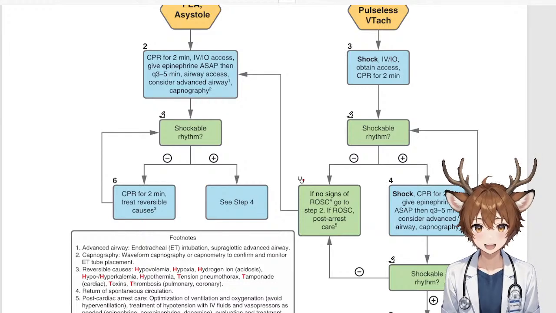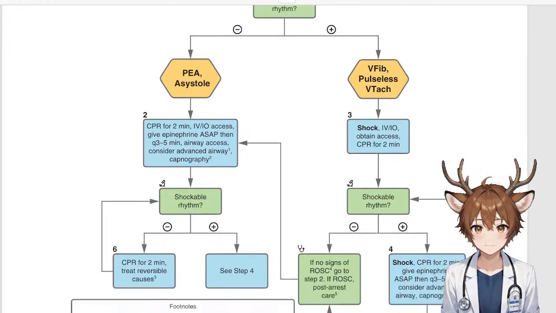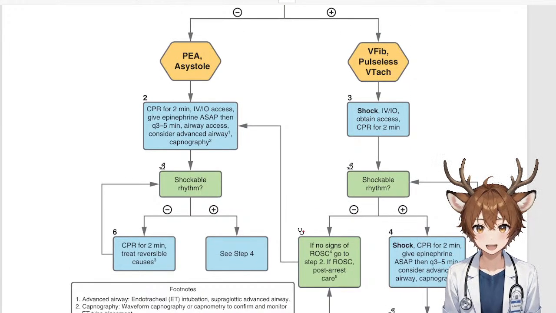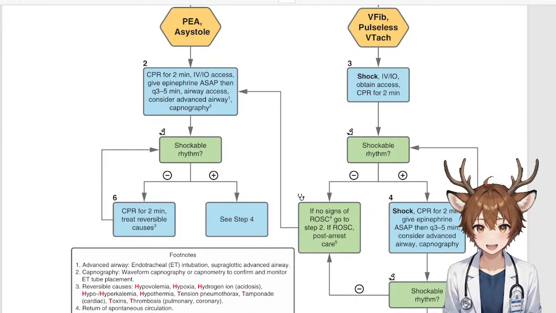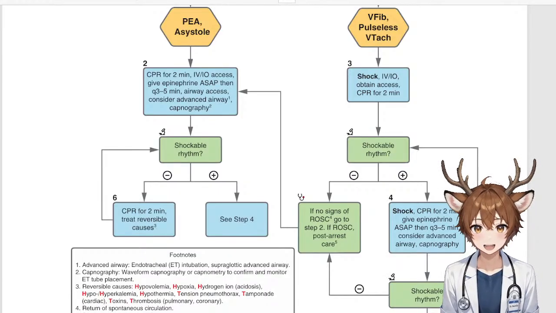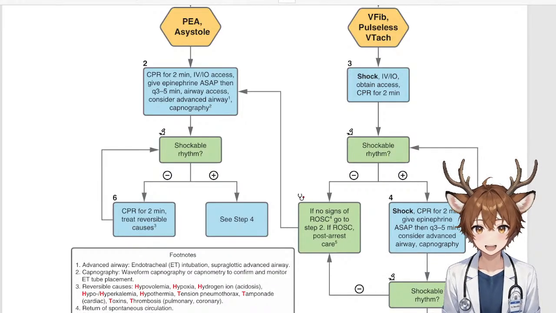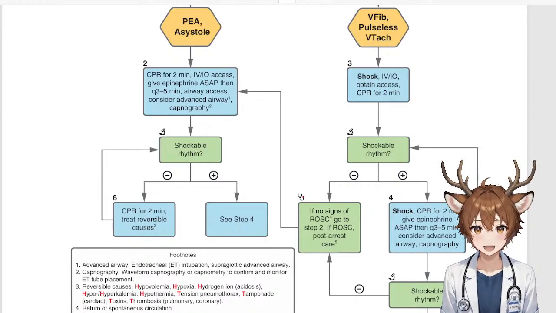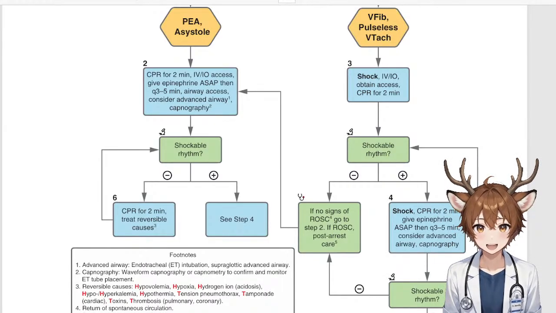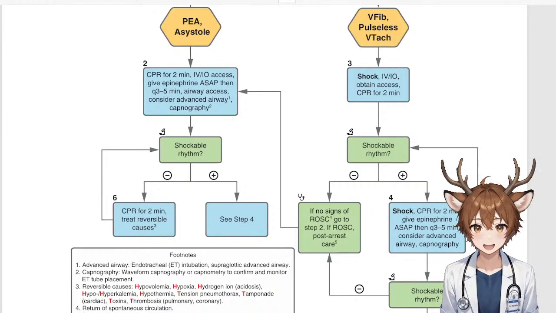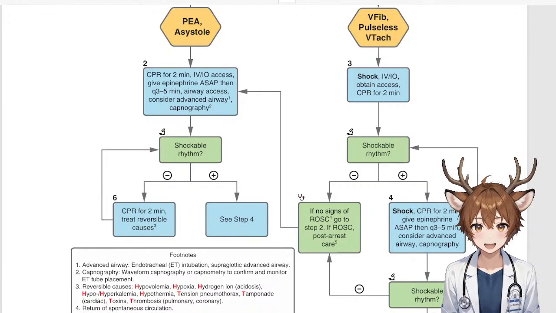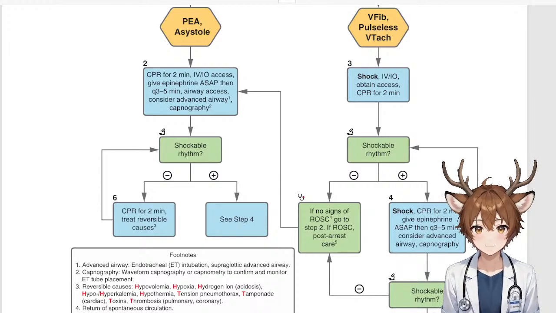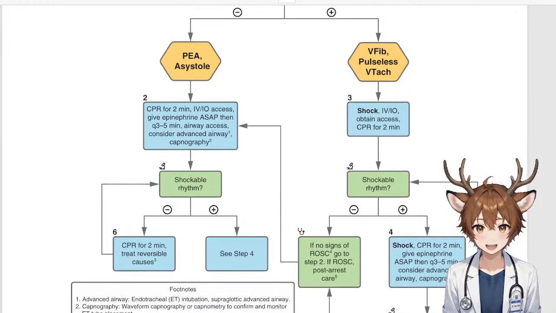Okay. Next one, shockable rhythm? We're asking the same question basically. If it's still negative, then CPR for 2 minutes, treat reversible causes. Reversible causes include hypovolemia, hypoxia, hydrogen ions (acidosis), hypo/hyperkalemia, hypothermia, tension pneumothorax, tamponade, cardiac, toxins, thrombosis, pulmonary or coronary. What about if it's positive? Now it's shockable. What do you do? See step 4. Okay, so we'll go to that if we need to.